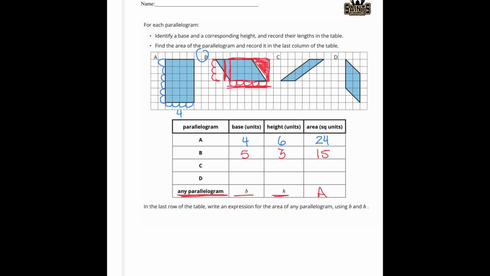Oh, on this, make sure to count your base here and then come out here, count your height like that and show good symbols. Make sure they know that this is not the base. In this case, the base would be over here, 1, 2, 3, 4, and then your height would be from here to here. That's going to be your height.